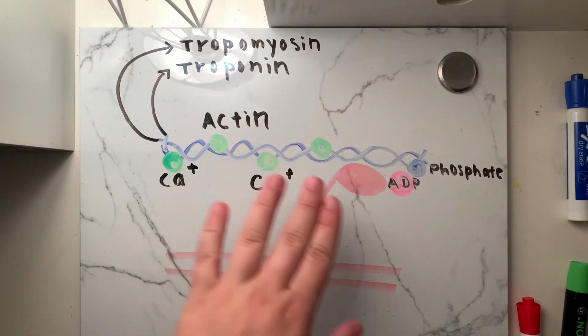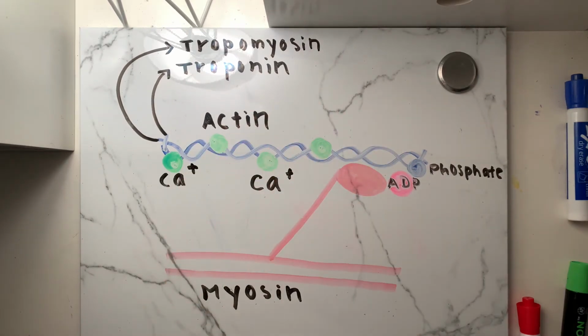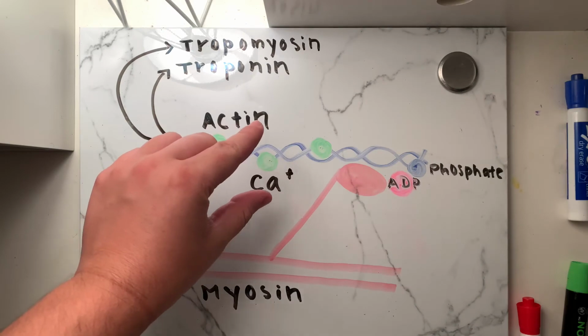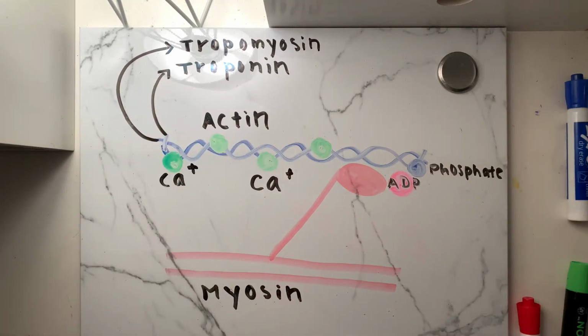During this cross-bridge process, the contact allows the myosin head to bind toward the center of the sarcomere, which shortens the overall length of the muscle, resulting in a muscle contraction.